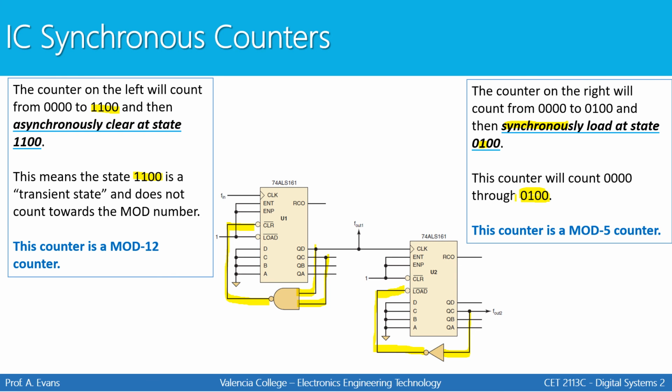So for the counter on the right, we count this as part of the mod number because it's a synchronous load. On the left, we don't count it because it was an asynchronous clear. This is a mod 5 counter on the right.